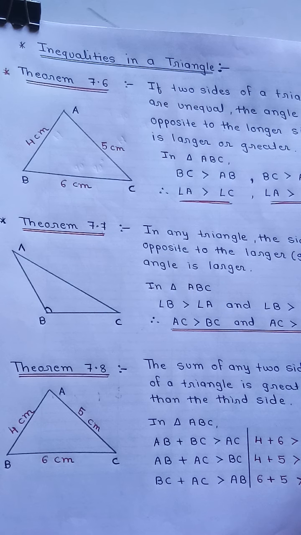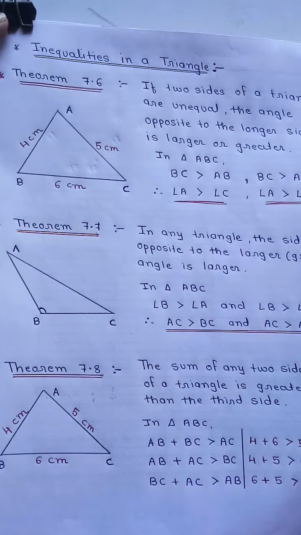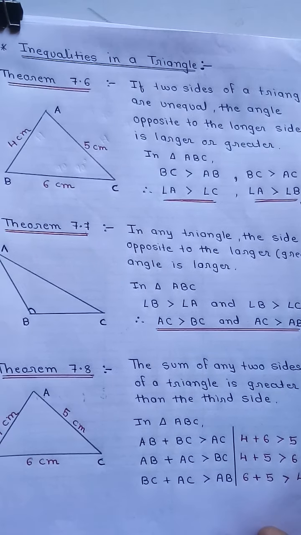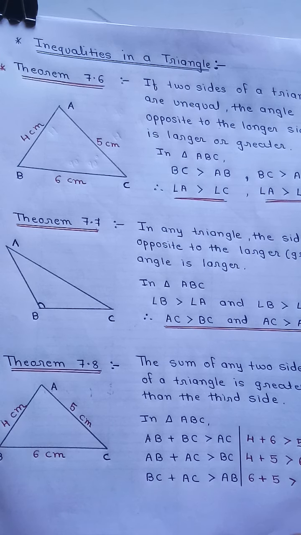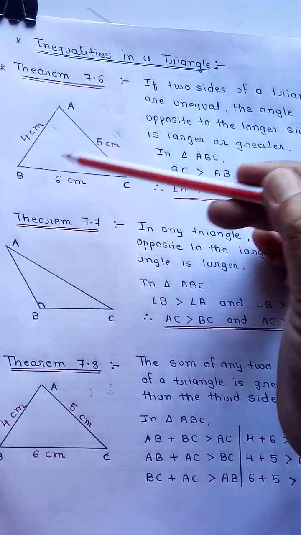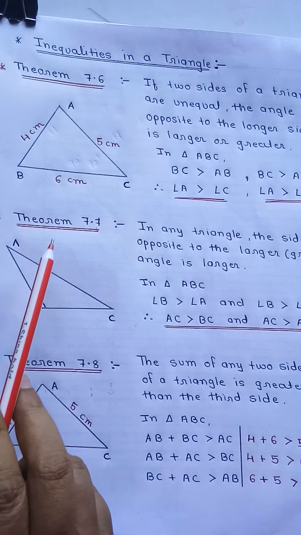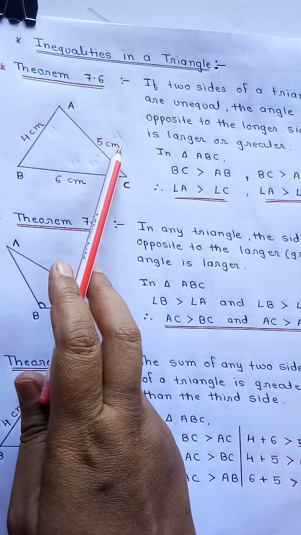First is theorem 7.6. If two sides of a triangle are unequal, then the angle opposite to the longer side is longer and the shorter side is shorter. Now first of all, in a triangle, if two sides are unequal, so I have drawn a triangle in which AB, BC and AC all are of different measures. This is 4 centimeter, this is 6 centimeter and this is 5 centimeter.